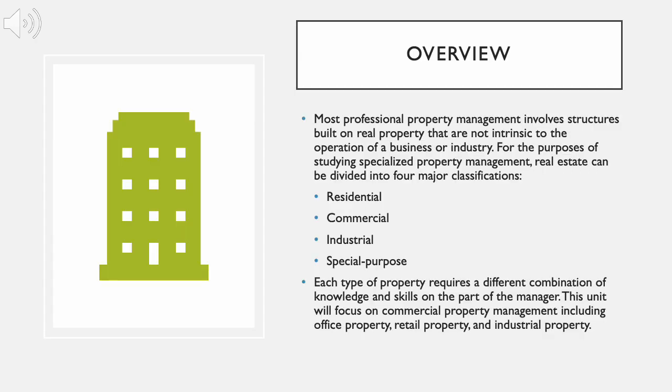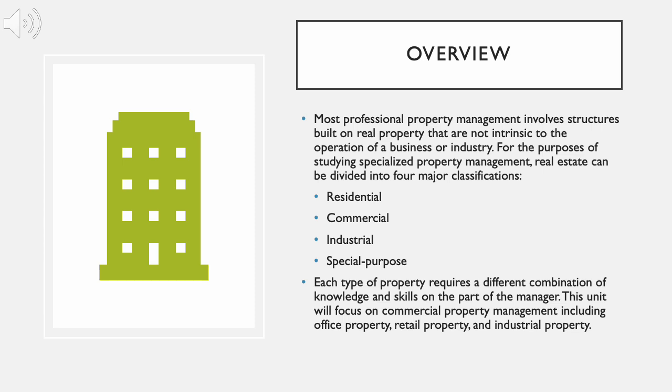Overview. Most professional property management involves structures built on real property that are not intrinsic to the operation of a business or industry. For the purposes of studying specialized property management, real estate can be divided into four major classifications: residential, commercial, industrial, special purpose.